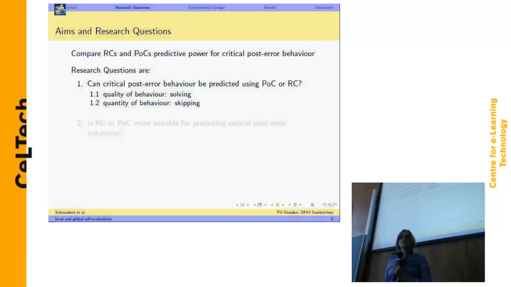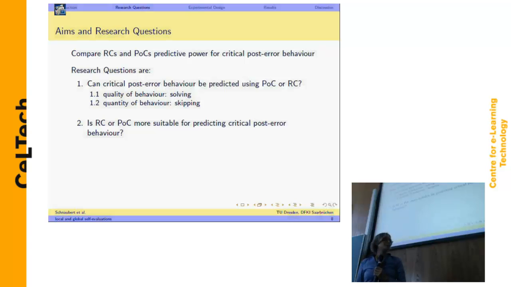So back to the research questions, we wanted to know if critical post-error behavior can be predicted using perception of competence or response confidence with regard to their quality and their quantity, and of course, if any of those is superior. And how we did this, Eric Andres will tell you, and I'll be back for the results.